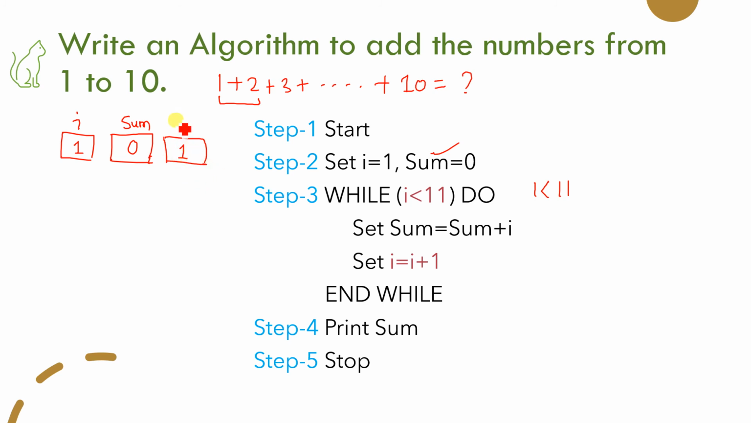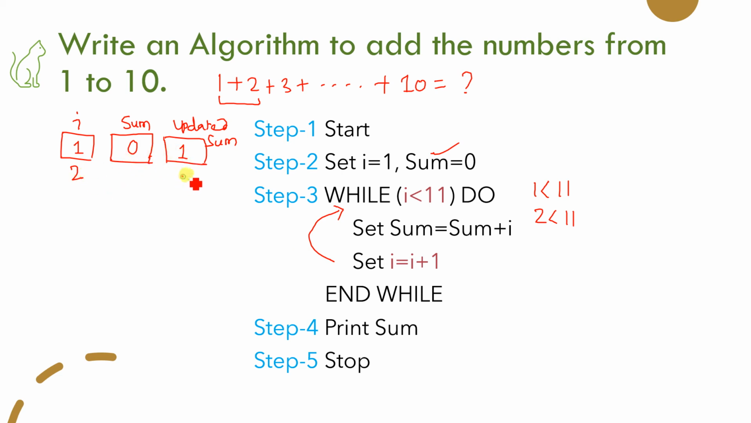This is the updated sum. Okay, fine. Now the next iteration, set I equal to I plus 1. So it goes to this place. So I becomes 2. So 2 is less than 11. True or false? True. So that means sum is equal to sum plus I. The updated sum is 1. So what is the value of I now?